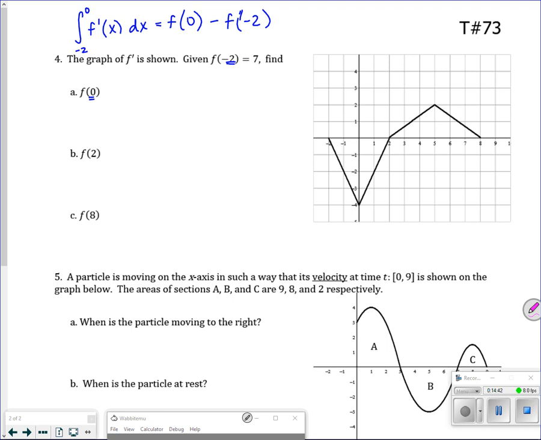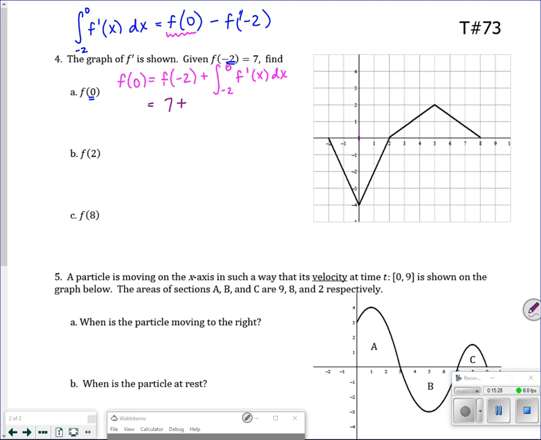So if I'm looking for f of 0, are you in agreement that if I pop that guy over, f of 0 would be equal to f of negative 2 plus the integral from negative 2 to 0 of f prime. Well, what is f of negative 2? Well, f of negative 2 is 7. That was given. Now, how do I find this integral without a calculator? Well, miraculously, those are all geometrical shapes. So I can find the integral. So I know I'm going to have to find those areas. So let me go through and do that.